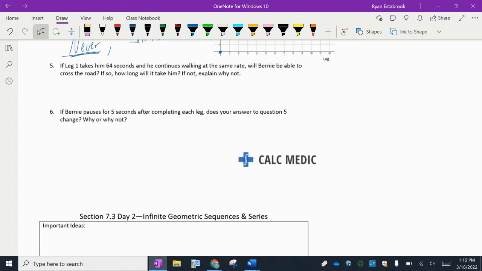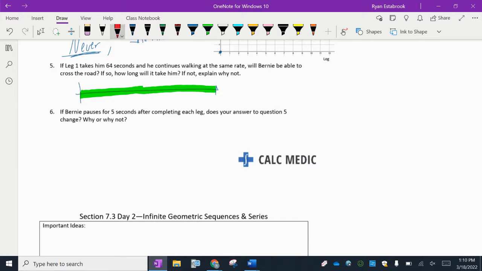Now, question number 5, let's look at this one carefully. It says, if leg 1 takes him 64 seconds, so leg 1 was what distance? 6 feet. So here's the entire 12 feet. So if leg 1 takes him 64 seconds, and he doesn't stop, we don't call this leg 1 and move on to leg 2. So leg 1 takes him 64 seconds, and then he continues walking at that same pace. Will he be able to cross the road then?